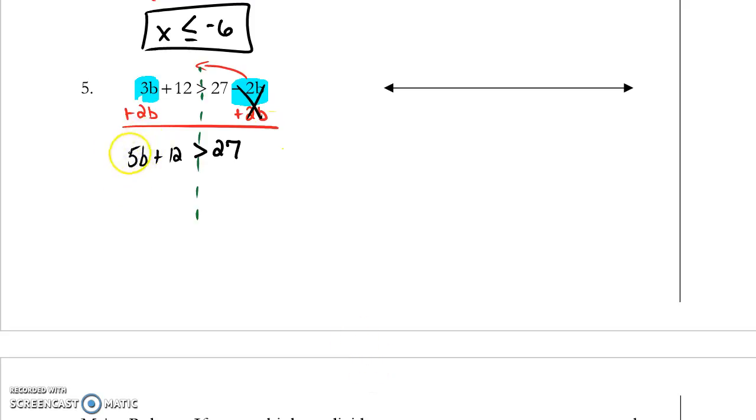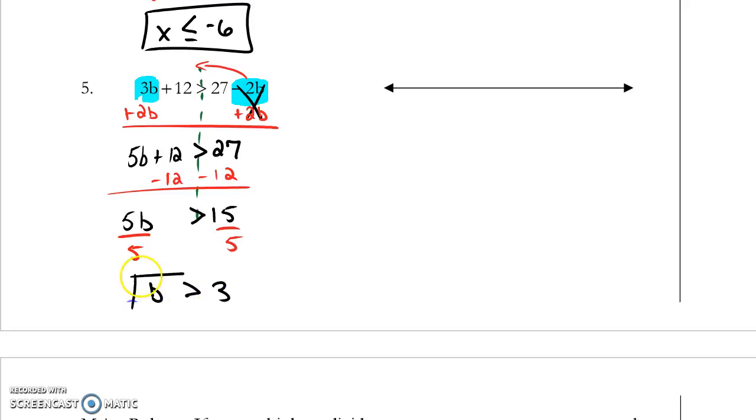Now b is by itself on the left, or the only b on the left at least. I have to do my two-step equation. I have plus 12 that I have to get rid of first by subtracting it from both sides. 5b is greater than 27 minus 12, which is 15. Now I can divide both sides by 5. b is greater than 3. There's my solution to my inequality. I have 0 and positive 3. This is another open circle and another shade to the right.